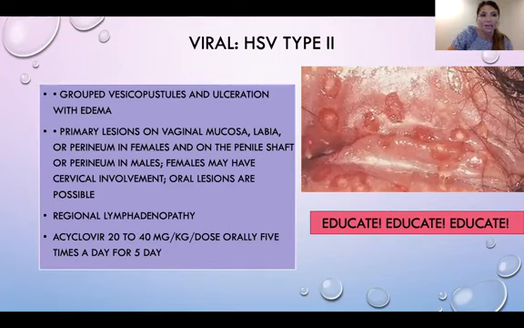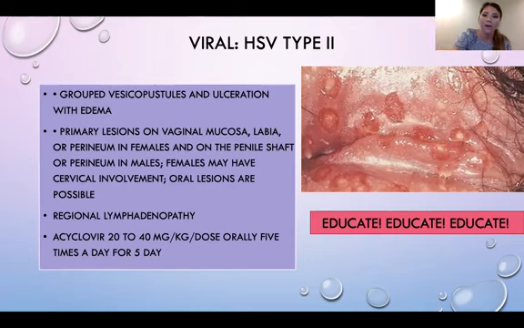And then type 2, I know this is not a great picture to look at. I'm sorry. So this is HSV type 2 on the vaginal area. And so obviously it looks very different than what HSV looks like on the lips of the mouth.